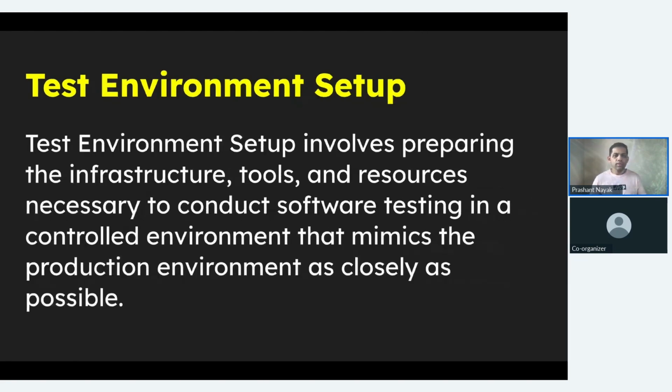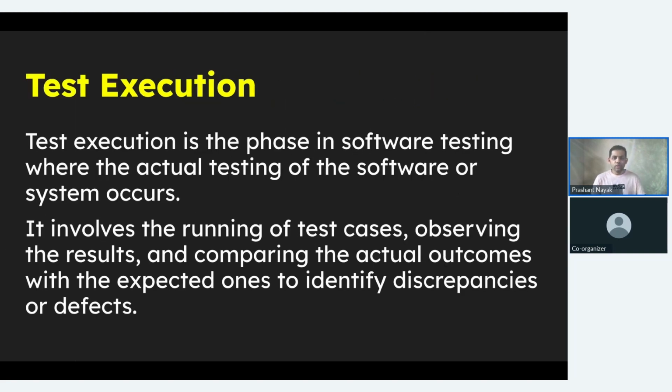Then comes the test environment setup. As I mentioned earlier, before we do any kind of testing, we need to make sure that the test environment is available: the application is available, the environment is set up, and the test data is set up. All these things are taken care of as part of this step. Once the setup is done, we move on to test execution. This is another important phase of software testing, wherein we do the actual testing of the application and compare expected versus actual results. In case we find any issue, we raise a defect.